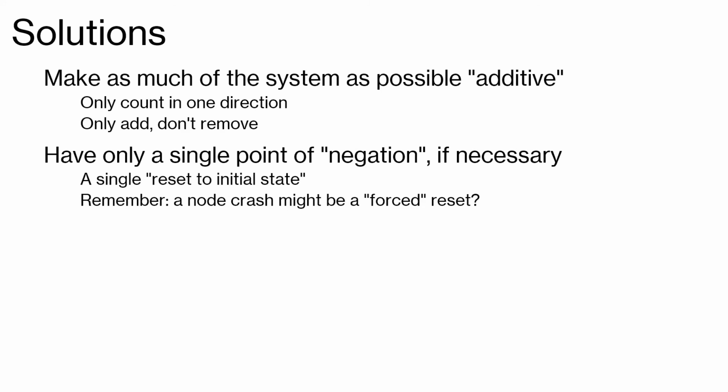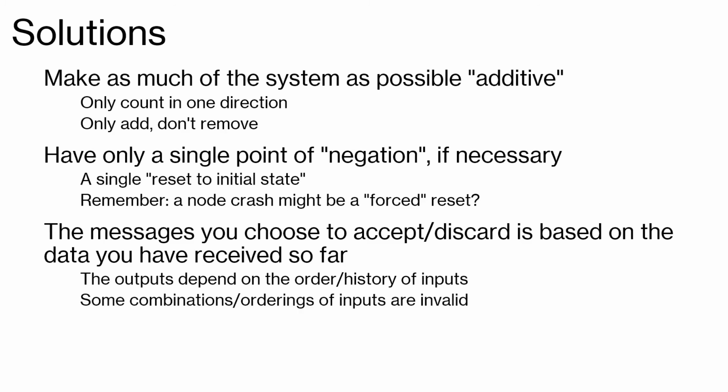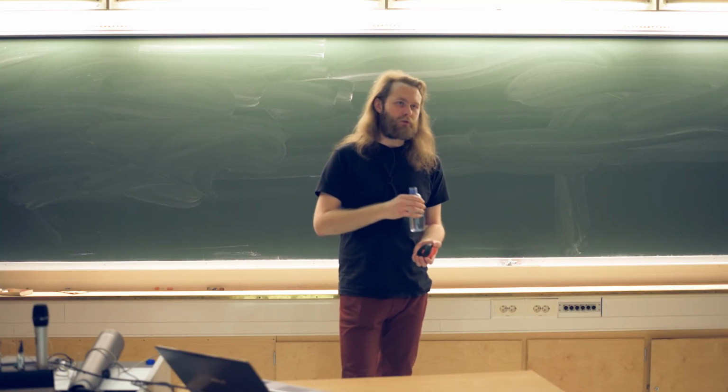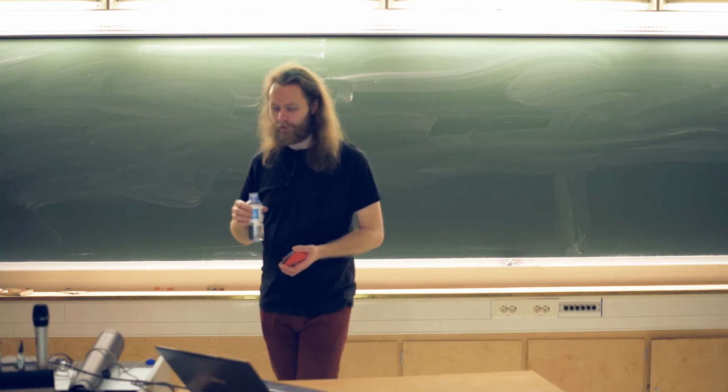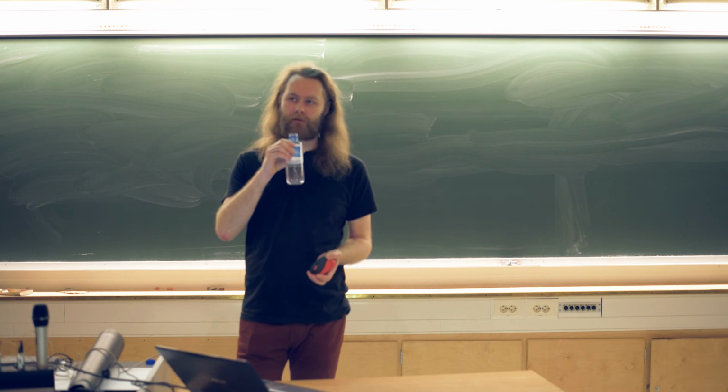Use it for everything. And on the implementation side, how to choose when to accept and when to discard messages, that's dependent on the data you have already received. So spoilers, the output depends now on the ordering and the history of the inputs. Some combinations of inputs are invalid. I think you've seen this pattern before. You should solve your distributed system problem as a state machine. The transitions are the messages that you receive. The states are the information that you already have.